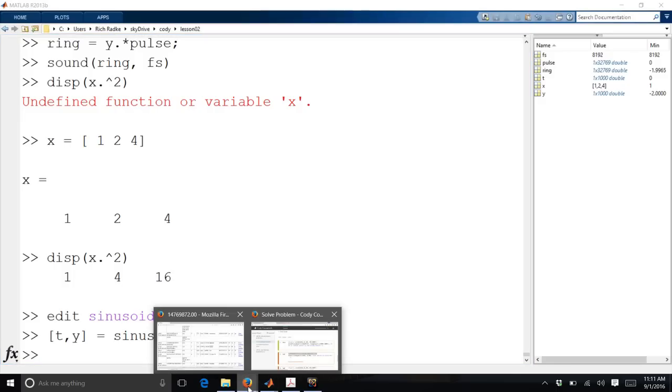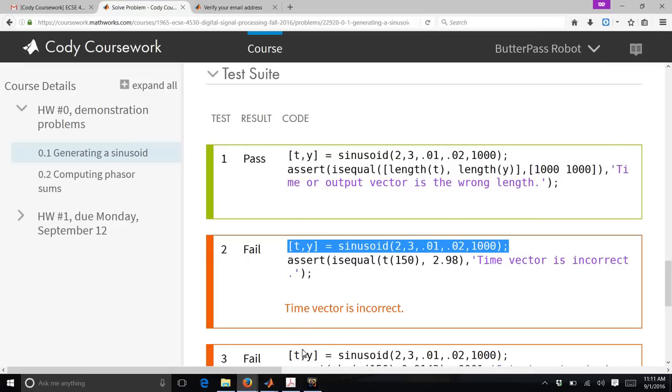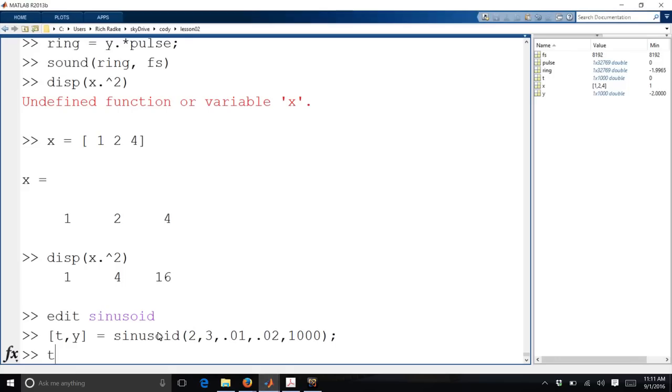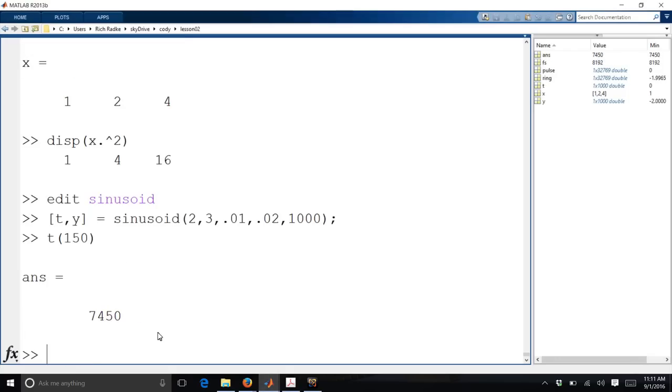The test is trying to test what is the value of t at 150, and it says 2.98. So what is my value of t here? Well, this is way off. What did I do wrong?